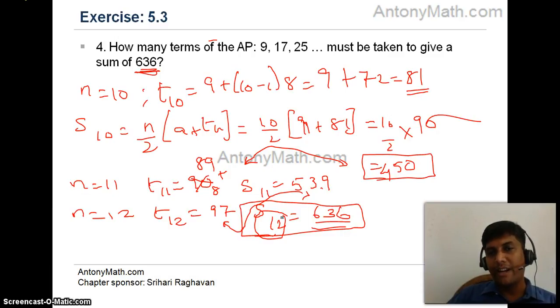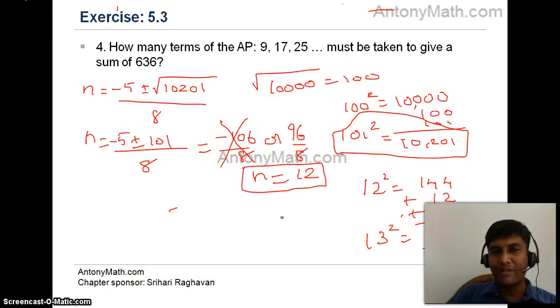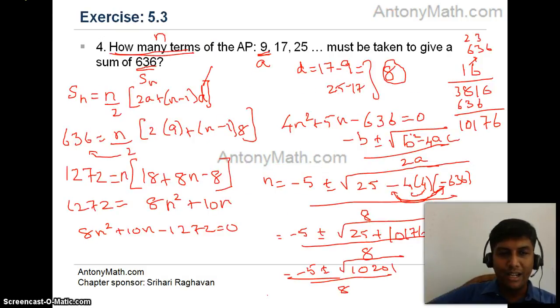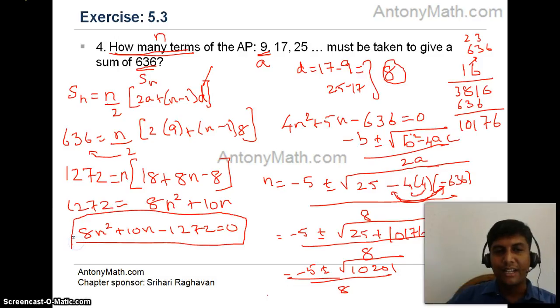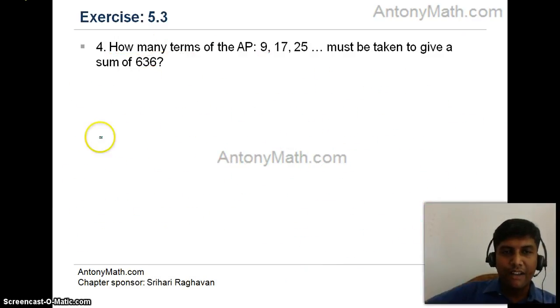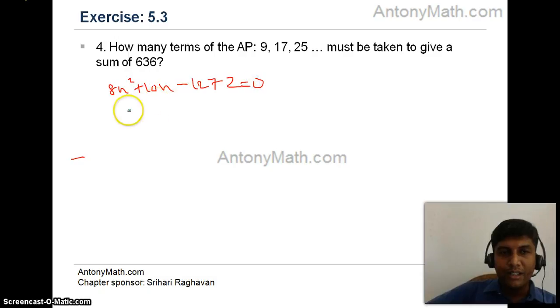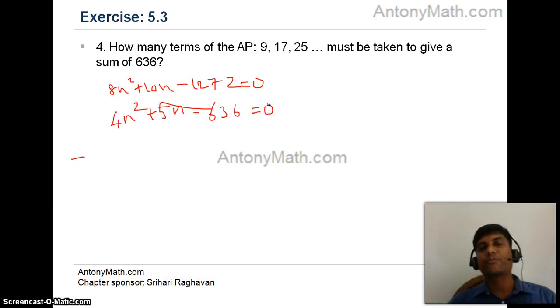I am also going to use this sum to teach something else, rather remind you about something else. Let me go back to this ugly quadratic equation that we had. Let me write it again. I have 8n square plus 10n minus 1272 equal to 0. Simplifying, dividing by 2, 4n square plus 5n minus 636 equal to 0.